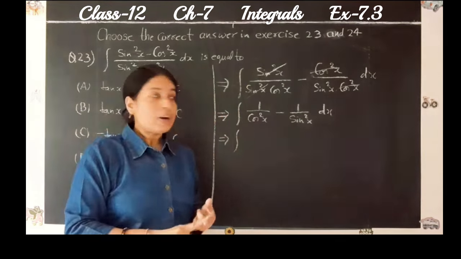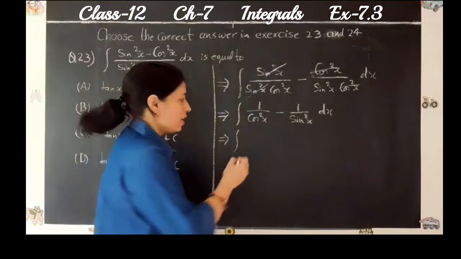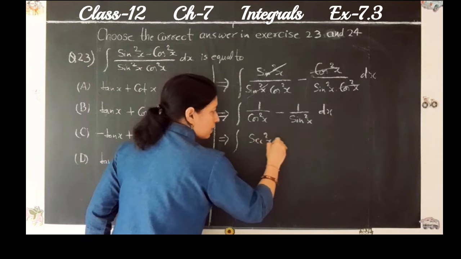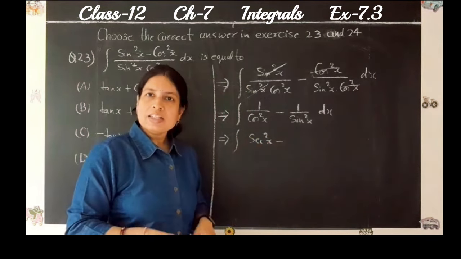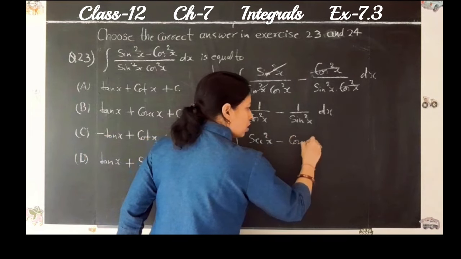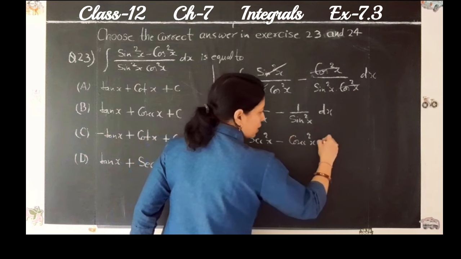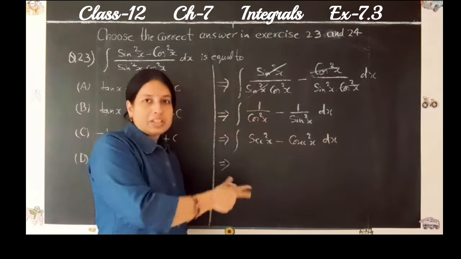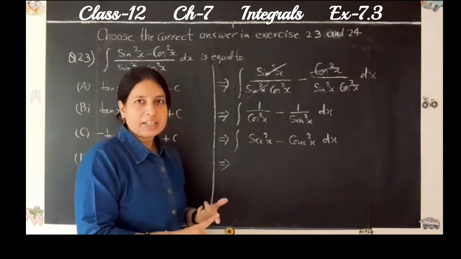And we know that 1 by cos square x is sec square x, so write here sec square x. And 1 by sin square x is cosec square x, so it will be cosec square x dx. Now this one is in standard form, so we can integrate.